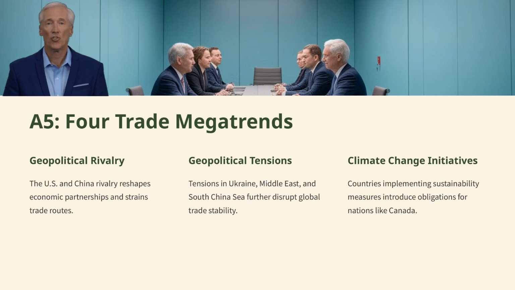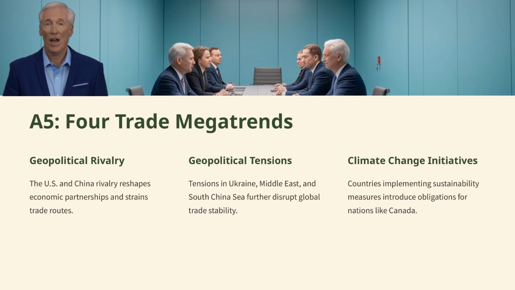Let's now understand the driving forces behind these proposals, the four megatrends shaping our trade environment. First, the ongoing rivalry between the US and China is not merely a headline, it's actively reshaping regional economic partnerships. This dynamic is redefining our traditional alliances. Beyond that, geopolitical tensions, from the conflict in Ukraine to issues in the Middle East and the South China Sea, are placing additional stress on global trade networks. These challenges signal that the old ways may no longer suffice.